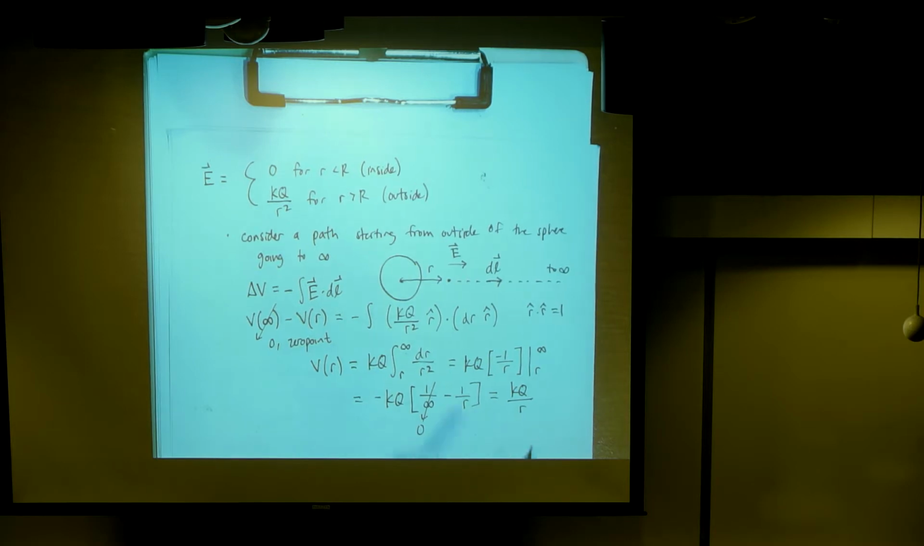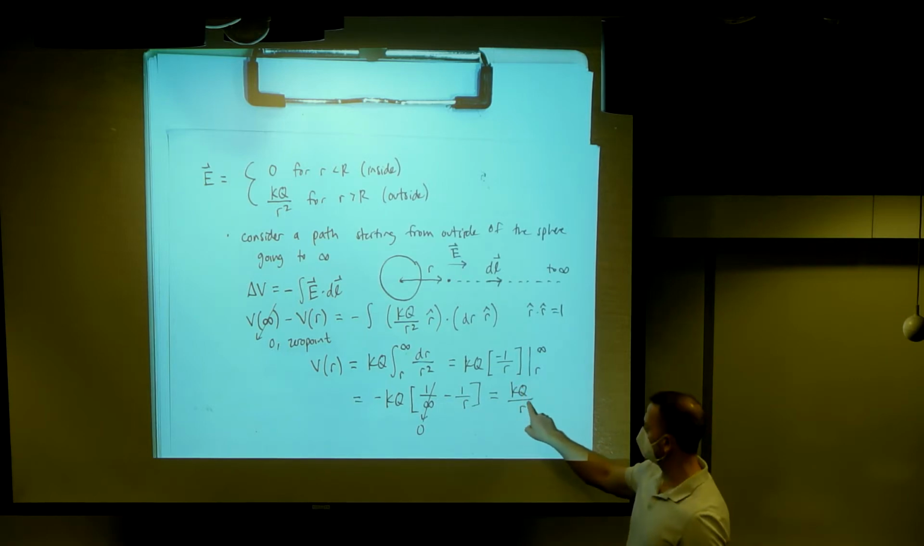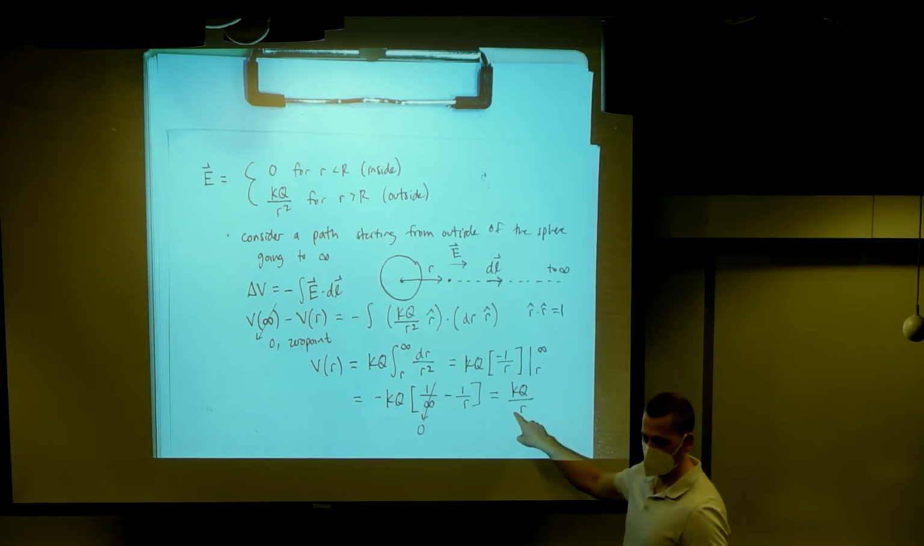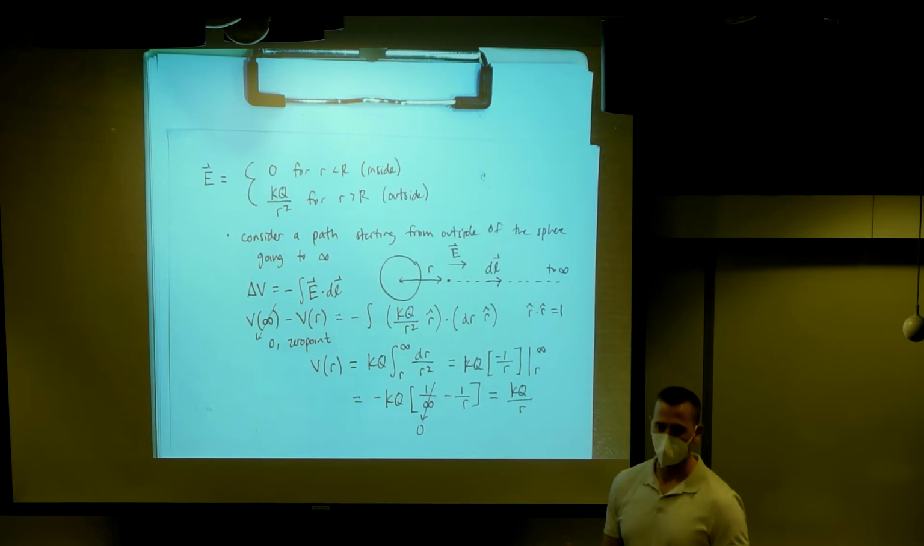That's telling me, as long as I'm outside of the sphere that has charge on it, if I want to know the electric potential at some distance r from the center of that sphere, this is the formula that describes that, okay?